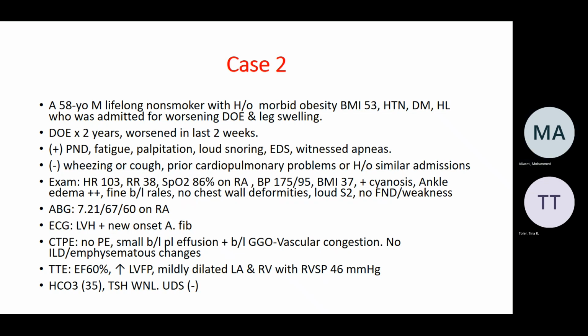Echo: increased left ventricular filling pressure, mildly dilated LA, findings that go more with diastolic heart failure, and also possibly maybe pulmonary hypertension based on this. So the bicarb was 35, and this patient is not on diuretics. UDS is negative, and TSH is normal.